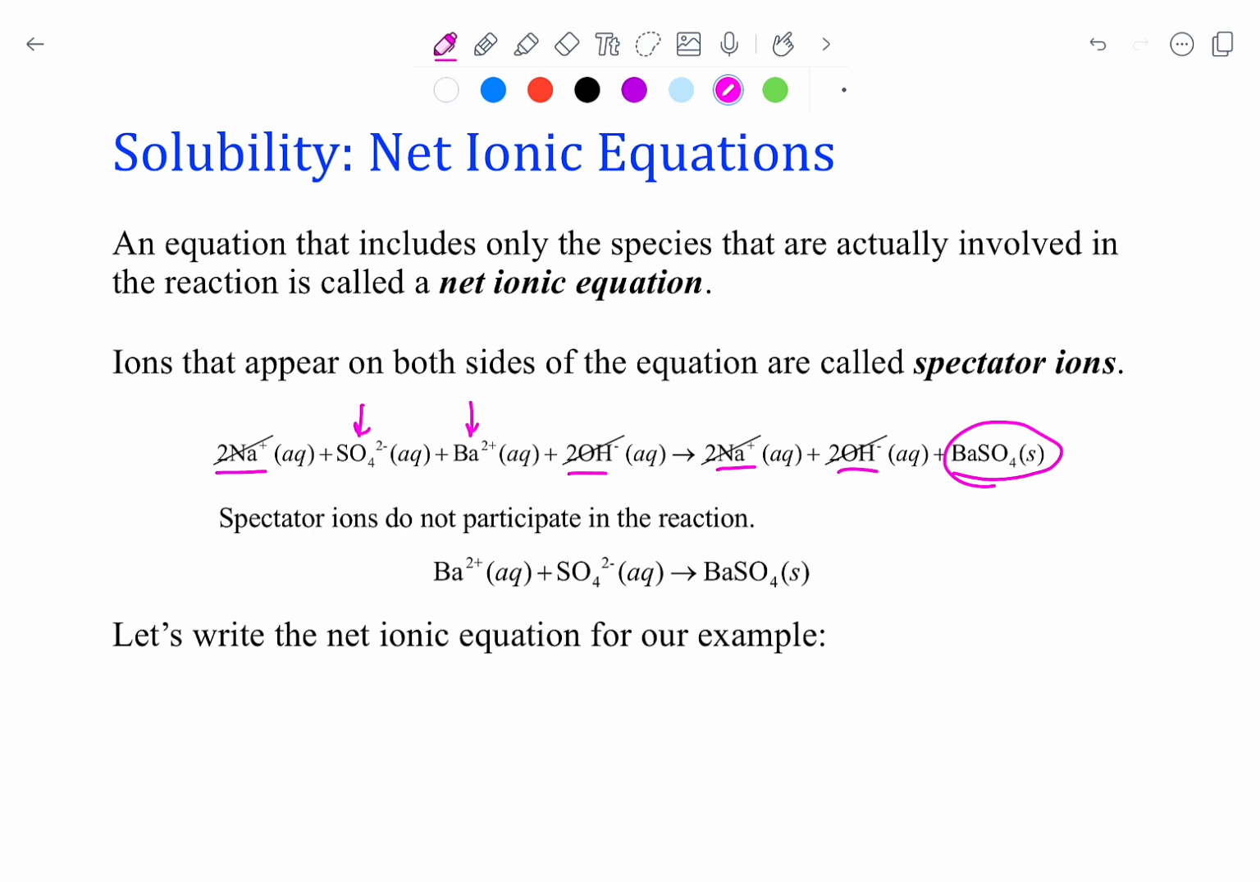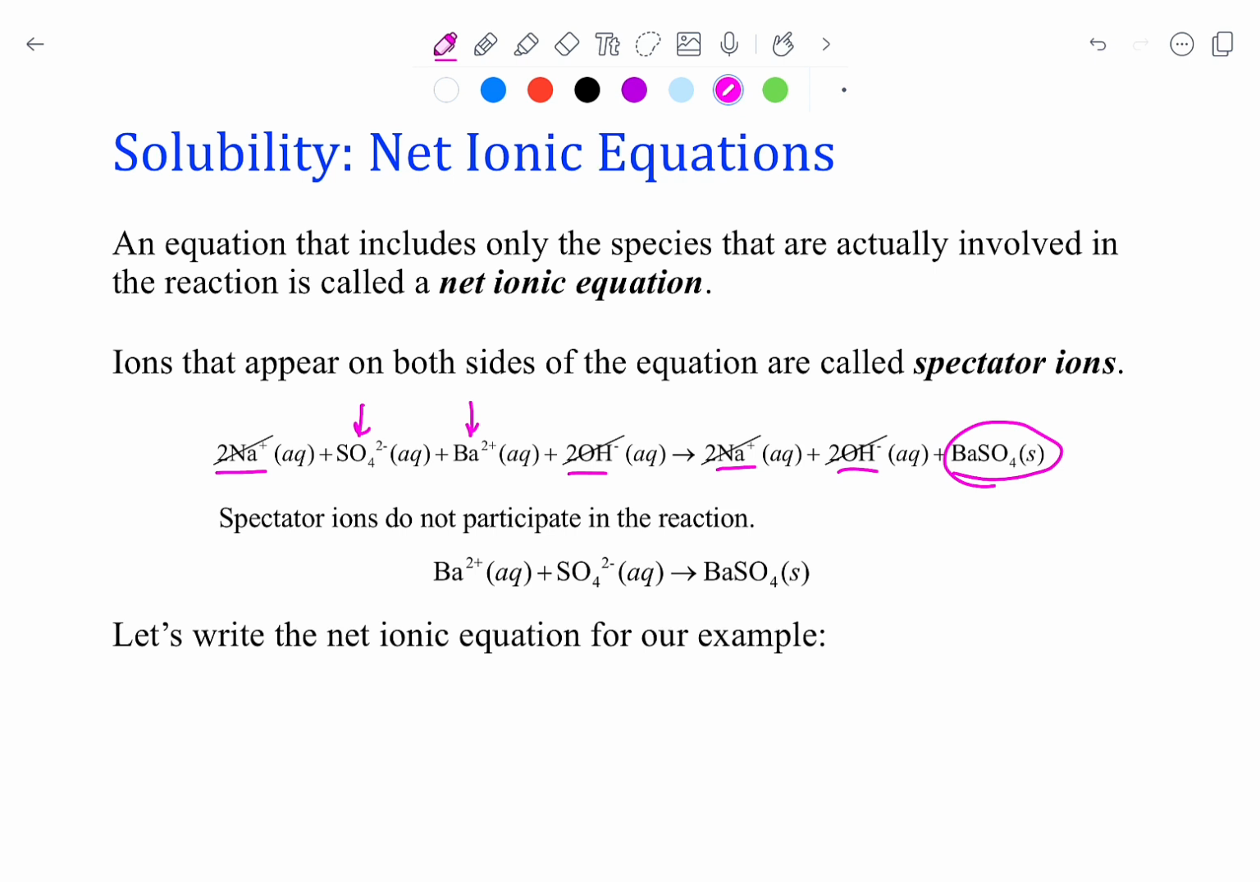So you can think of this like a math equation. If you had the same variable on both sides of your equal sign, it would cancel out. The same thing can apply to ions. Because they are the same on either side of the arrow, think of the arrow like the equal sign, they can cancel out. Those are your spectator ions.